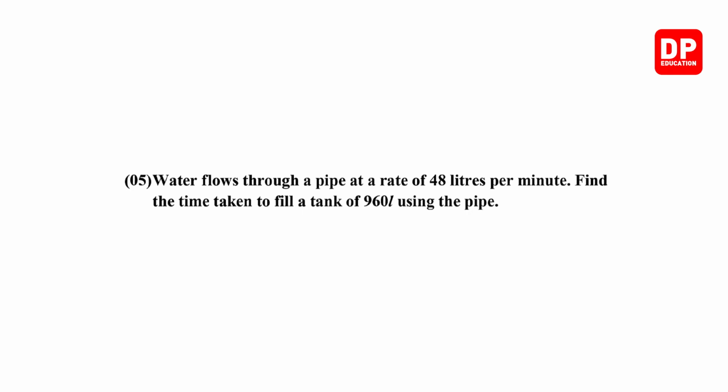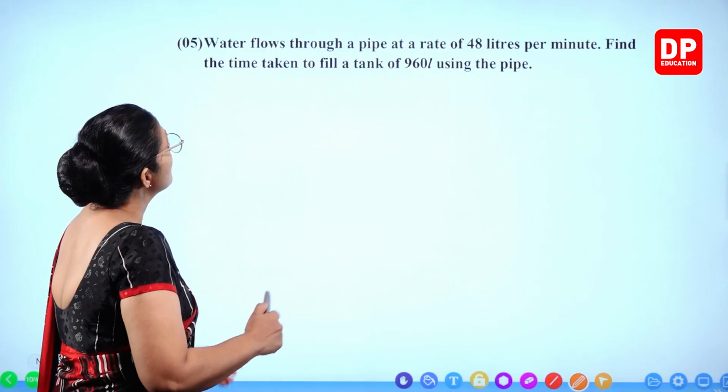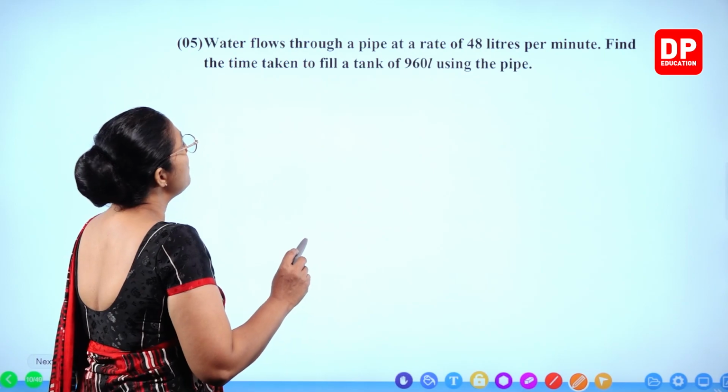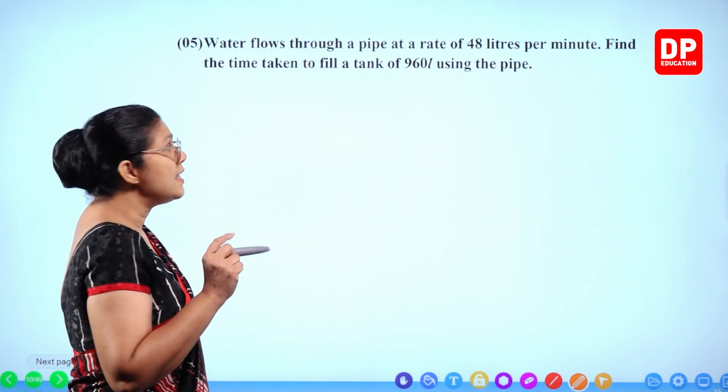Question number 5. Water flows through a pipe at a rate of 48 liters per minute. Find the time taken to fill a tank of 960 liters using the pipe. So rate is 48 liters per minute. So you need to find the time taken.